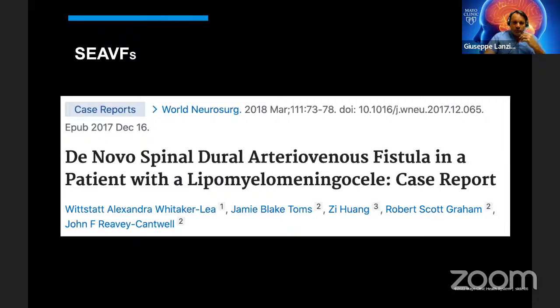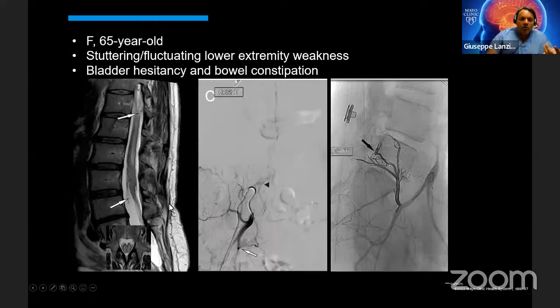And then we saw a patient that actually never had spinal surgery, and I will show it. We ran across this report of a patient where the formation of the spinal dural fistula was demonstrated over time on subsequent MRIs done for different reasons in a patient who never had surgery. And we also had such a patient.